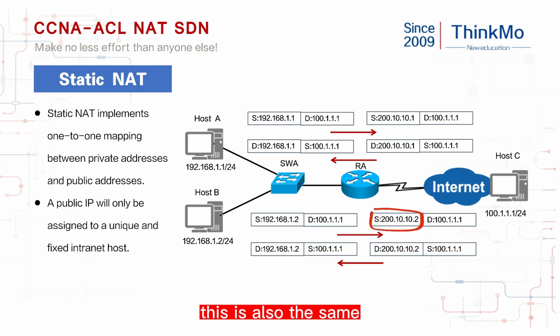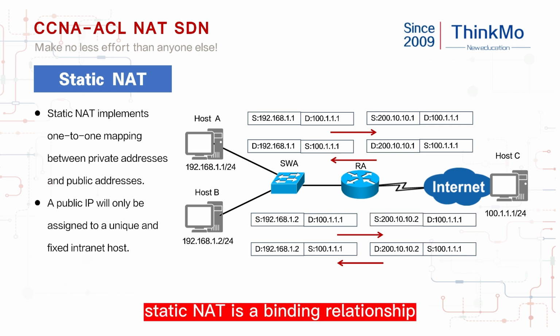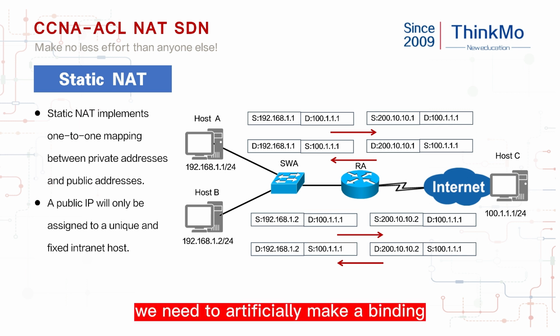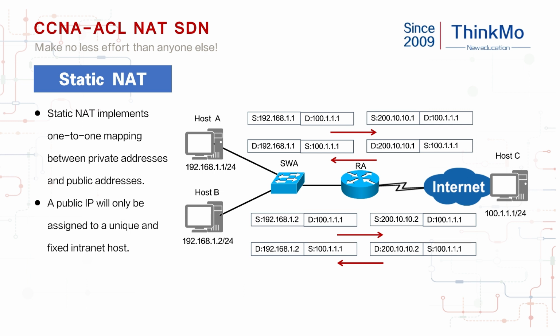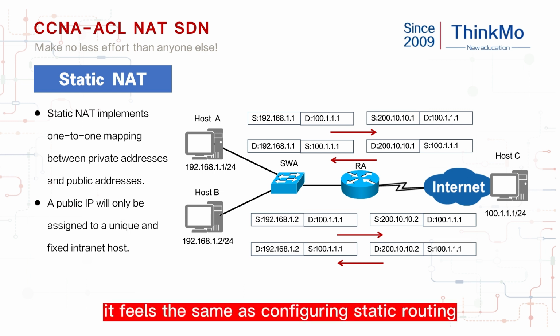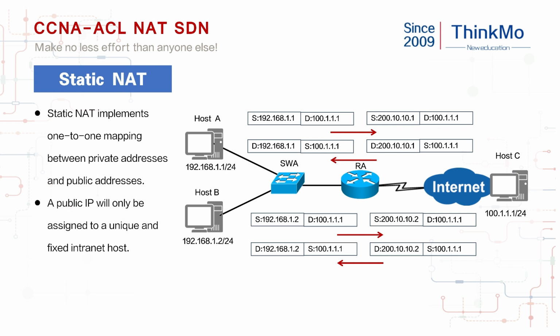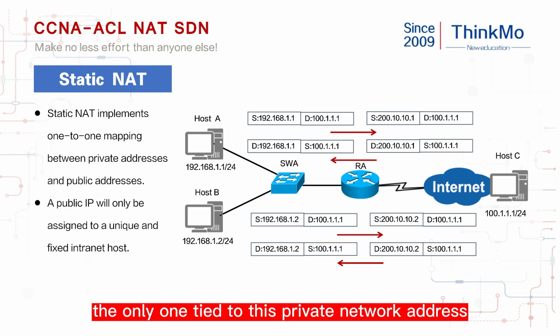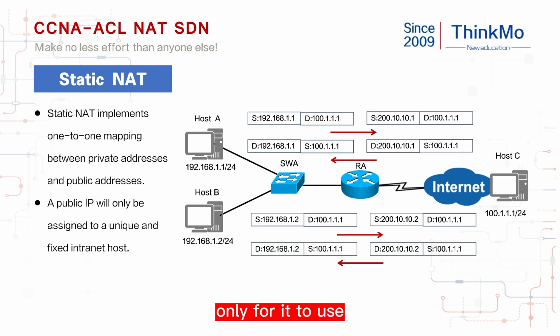This is also the same. Actually, static NAT is a binding relationship. That is, we need to artificially make a binding. It feels the same as configuring static routing. We're going to do a static binding. Put such a public network address, the only one tied to this private network address, only for it to use.